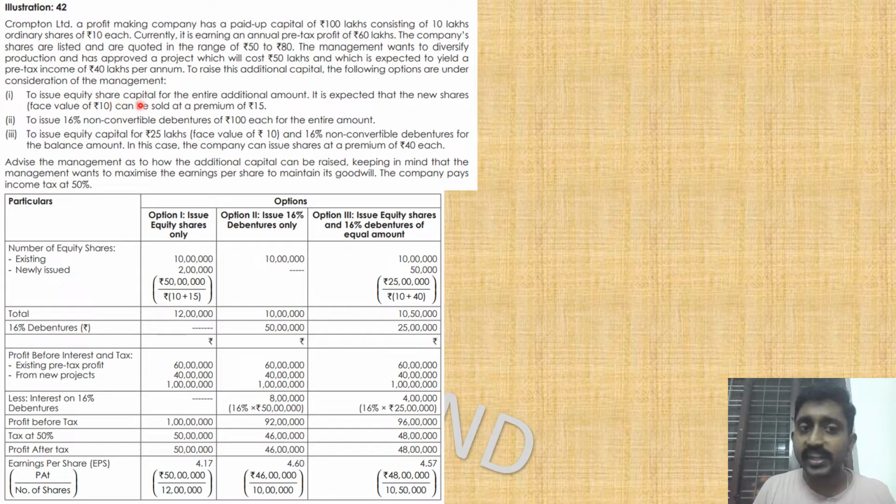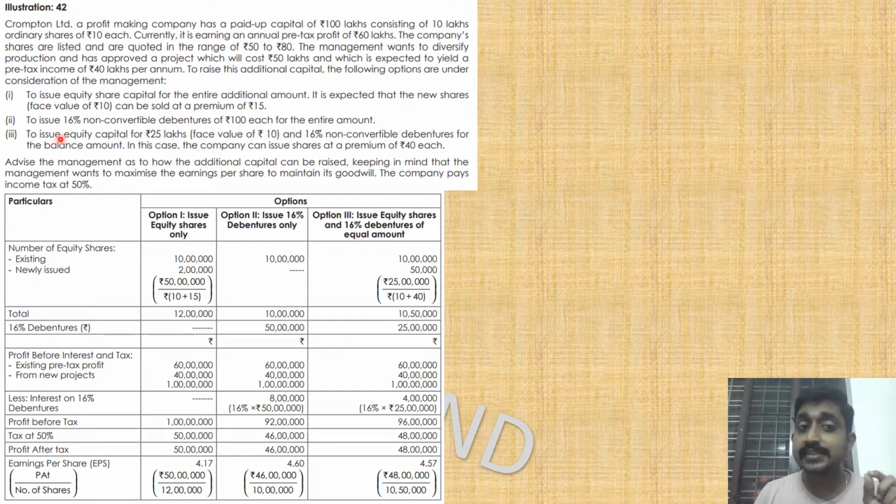To issue equity shares for the entire additional amount, it is expected that the new shares, face value 10, can be sold at a premium of 15. So face value is 10, sold at a premium of 15. So 10 plus 15, the share is 25 rupees. The investors will be paying 25 rupees for every share. So that is the first financing option.